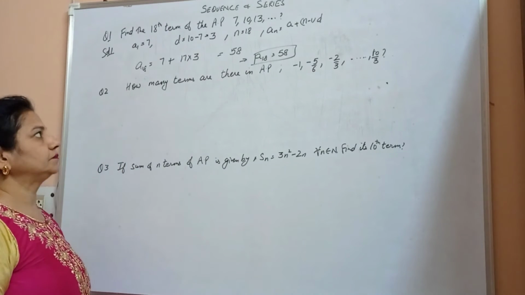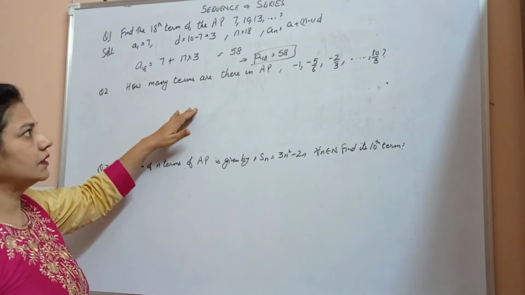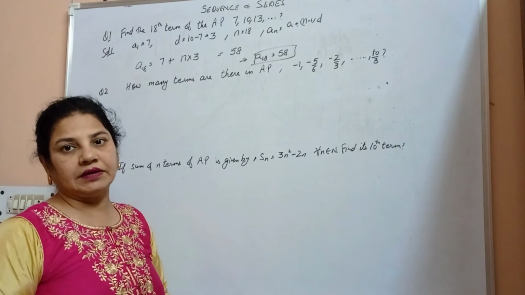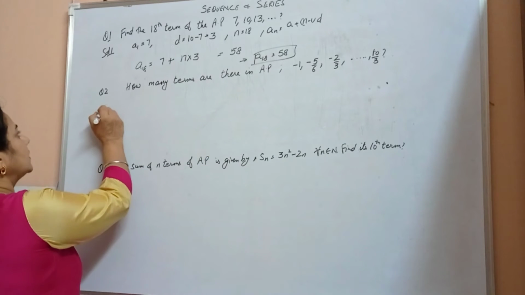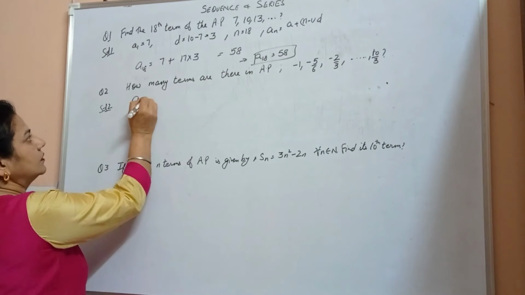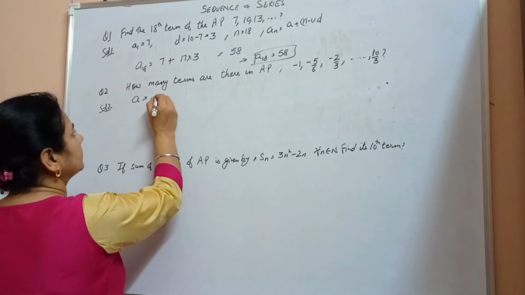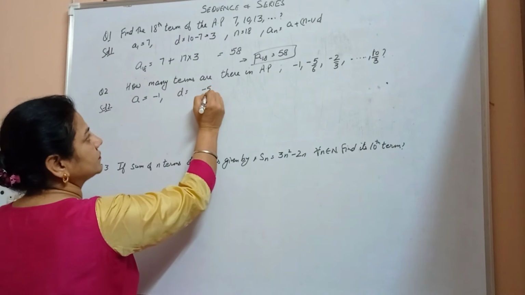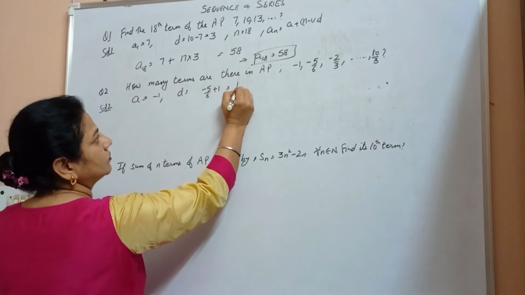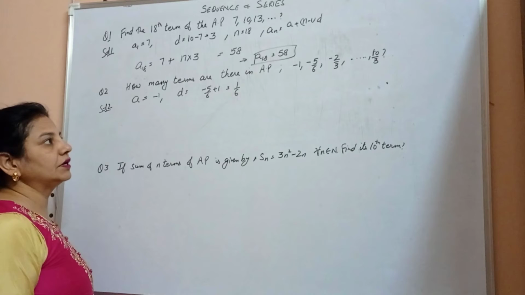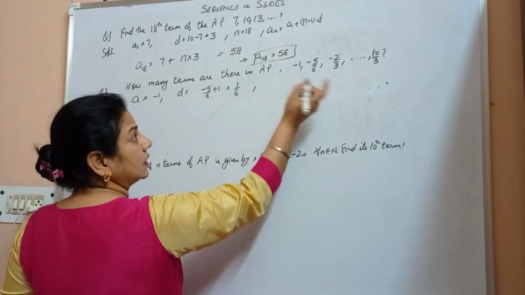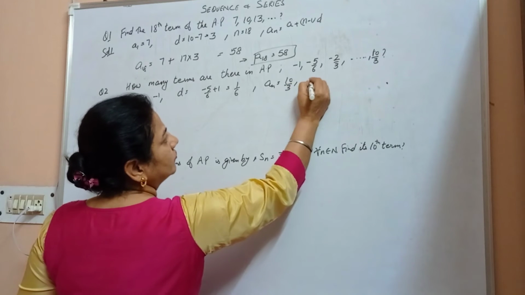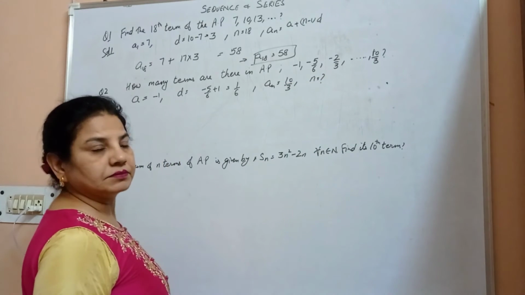The 18th term is 58. How many terms are there in the AP? The AP is given to us, and we have to calculate the number of terms, n. In this case, our first term is minus 1. The common difference is the second term minus the first term, minus 5 by 6 plus 1, which is equal to 1 by 6. 1 by 6 is the common difference. The last term an is given as 10 by 3. We have to calculate the number of terms.